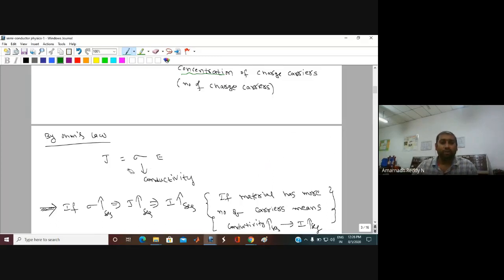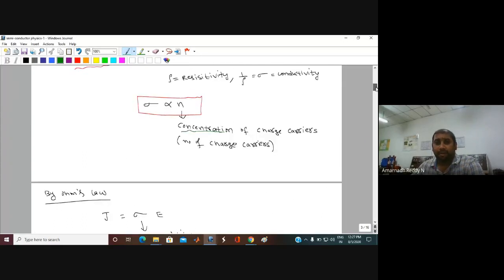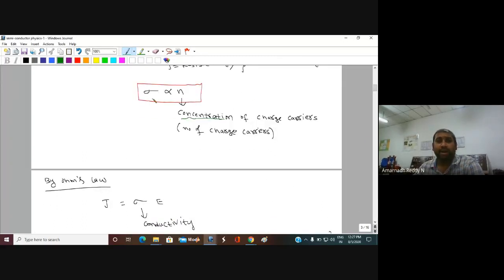So J, what is J? J is current density, that is, current per unit area. The unit is ampere per meter square. Next, sigma is conductivity. E is electric field, given in units like volt per meter. So if sigma is proportional to N, what is sigma? Sigma is our conductivity.